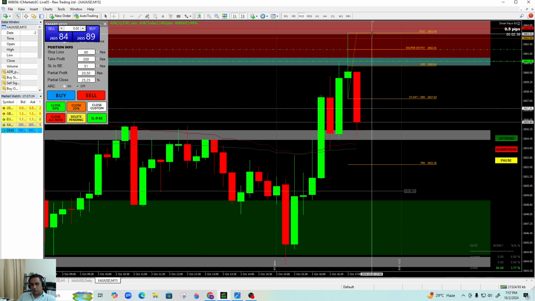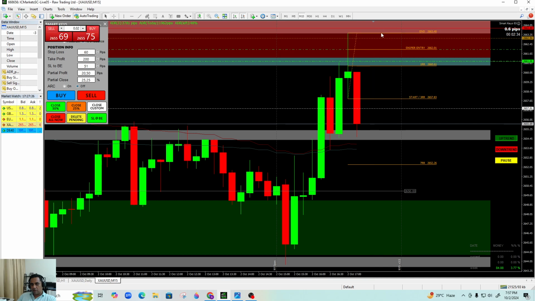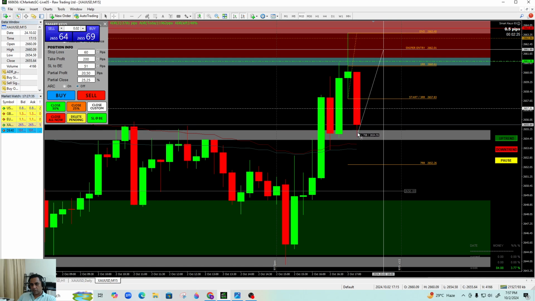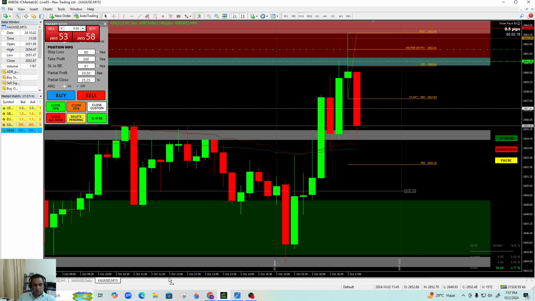So stop loss would have been above there. If it did come up here, then stop loss would have been about 14-15 pips to get about 70 pips. But it didn't, and that's okay. That happens. It didn't come up.